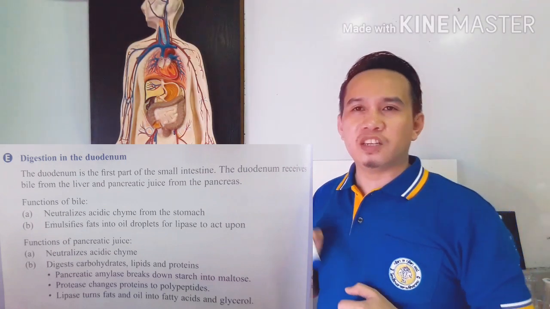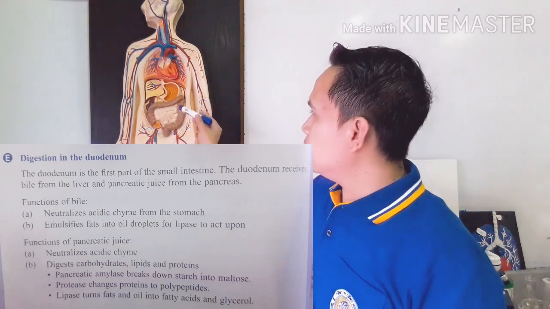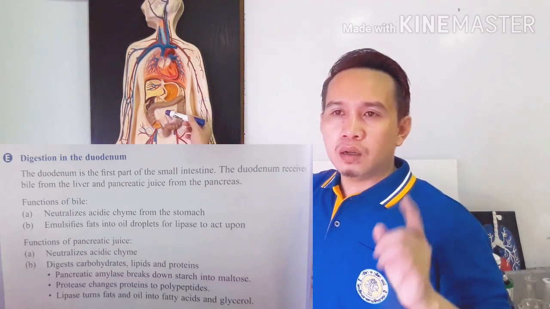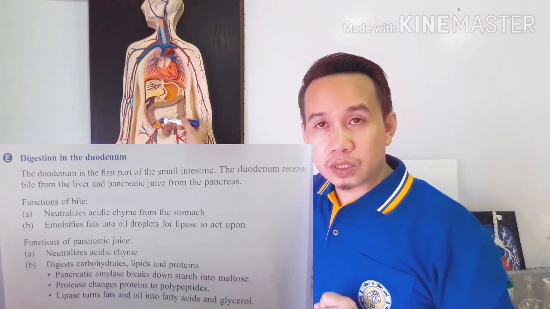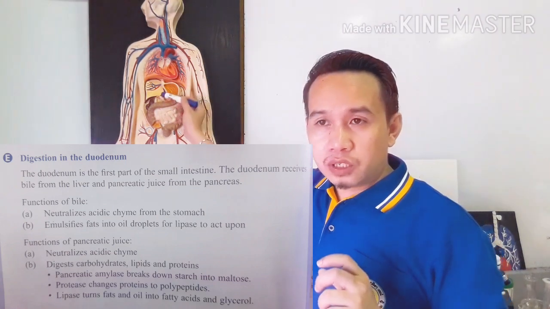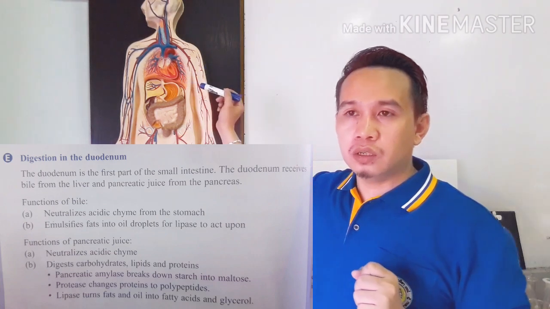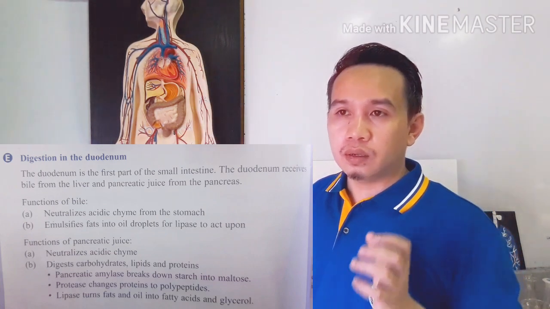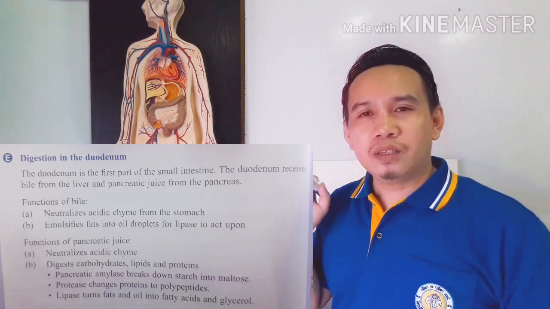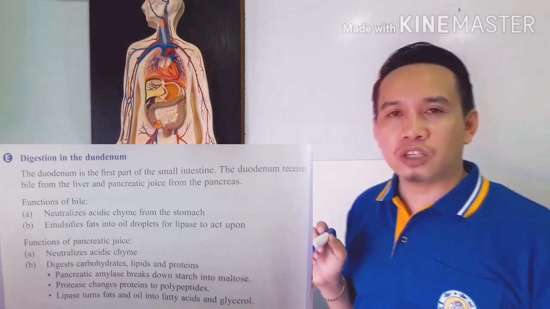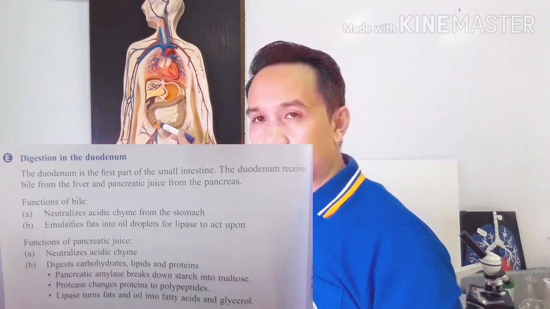What do you think is the function of the bile within the duodenum? So, bile neutralizes acidic chyme from our stomach. It emulsifies fats into oil droplets for lipase to act on. What is the job of pancreatic juice within the duodenum?